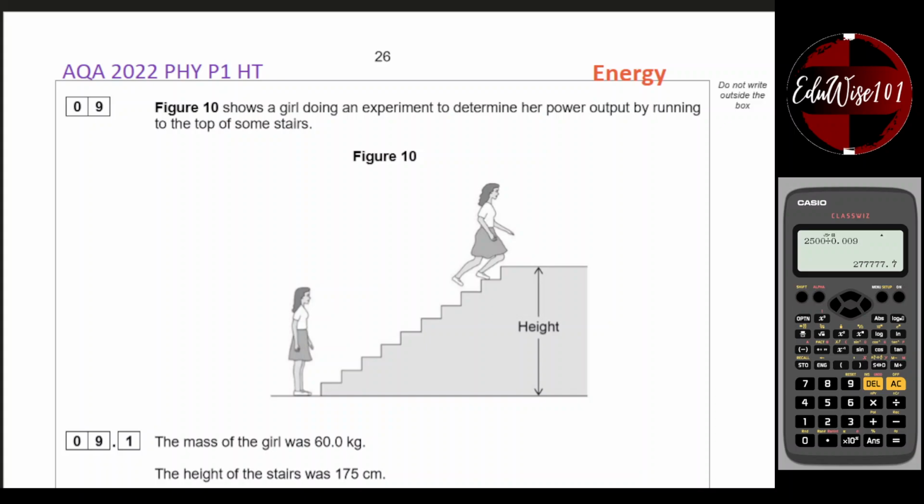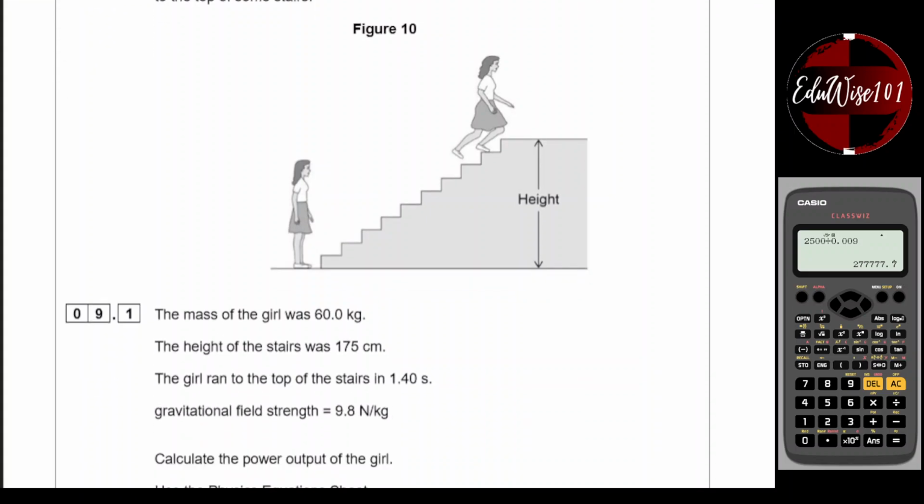Figure 10 shows a girl doing an experiment to determine her power output by running to the top of some stairs. The mass of the girl was 60 kilograms. The height of the stairs was 175 centimeters. The girl ran to the top of the stairs in 1.4 seconds. The gravitational field strength is 9.8 Newtons per kilogram. Calculate the power output of the girl.